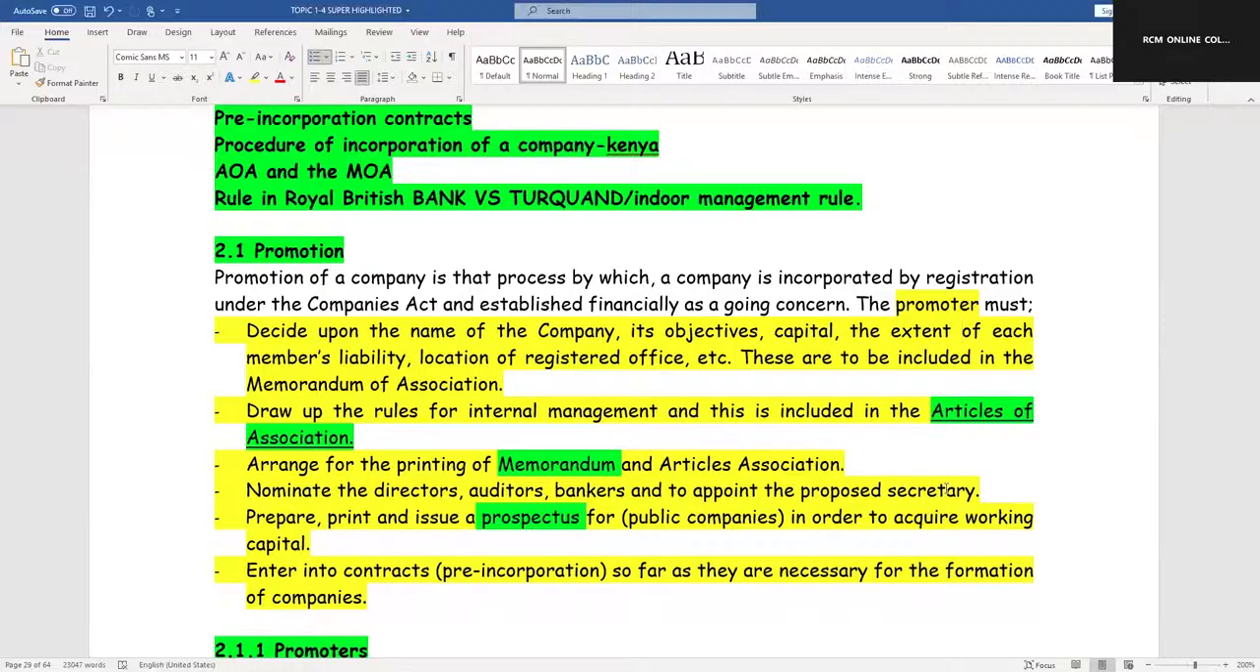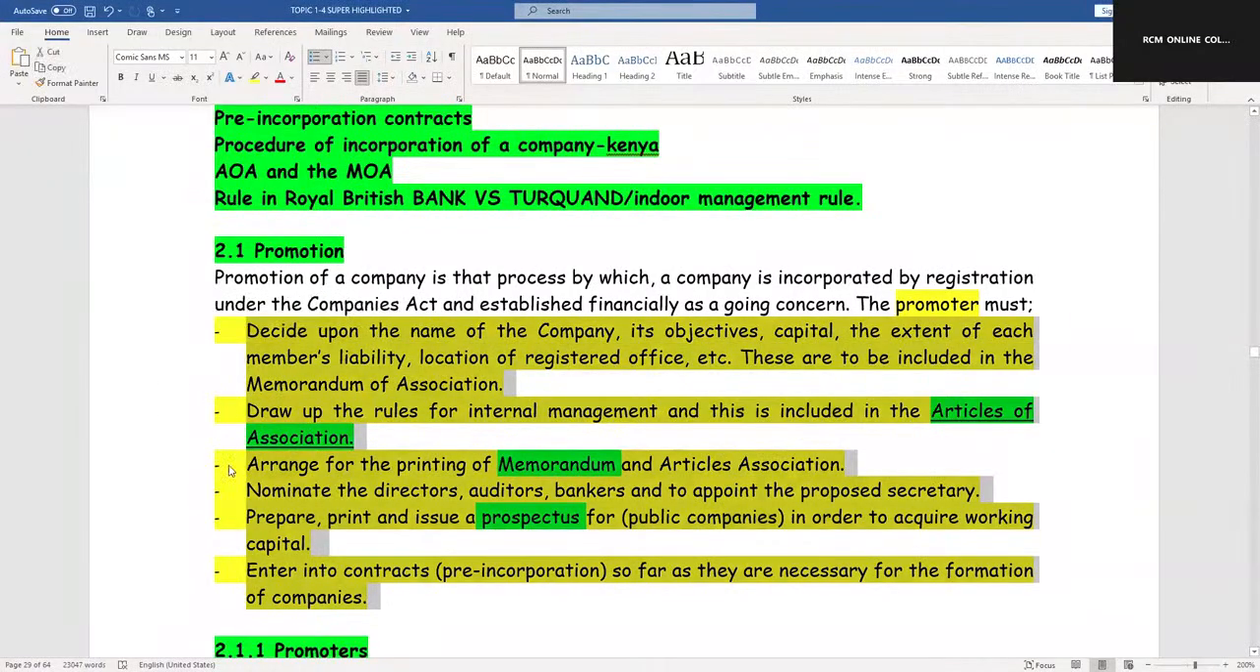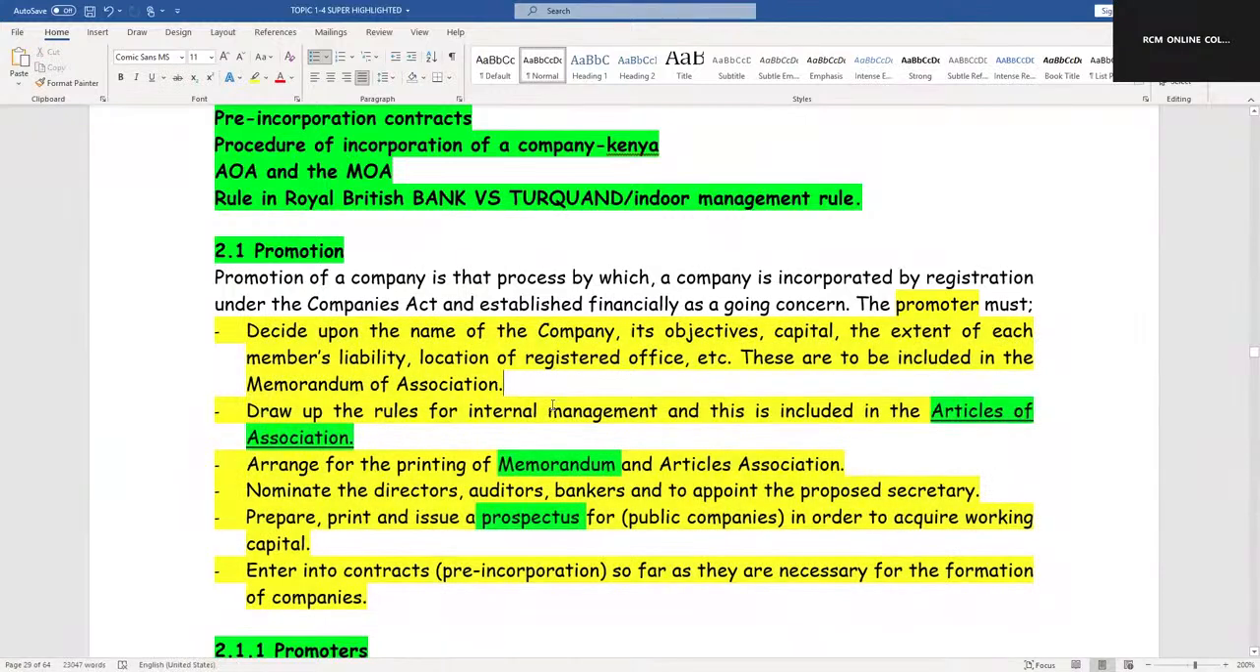So the promoter is having to undertake all these procedures to ensure the Register of Companies is able to give him a certificate of incorporation. Once that certificate is issued, now we say the company has been born as a person under the law. But anything happening before that, even during all these processes of forming a company, proposing the name and all those, the company is yet to be formed. All these requirements have to be fulfilled by the promoter for the company to get a certificate of incorporation.